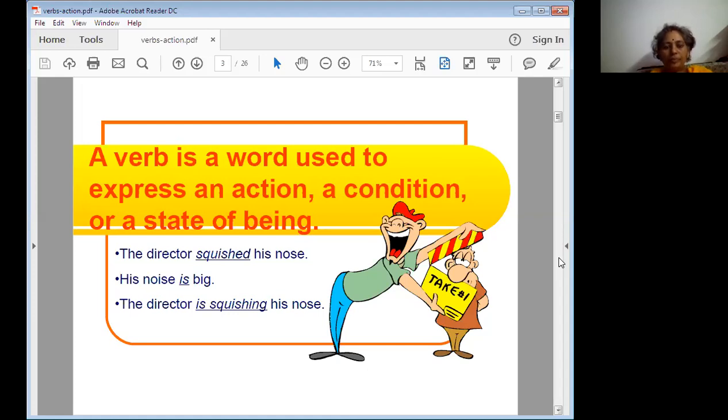Read the sentences and identify the verb part. The director squished his nose. His nose is big. The director is squishing his nose. In all these three sentences, you can see that after the subject there is a word showing or expressing an action or state. In all these sentences there is a verb.